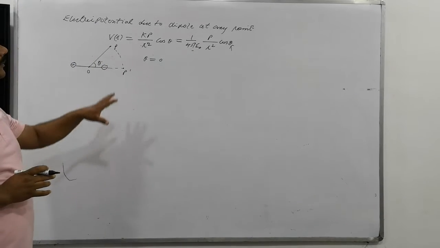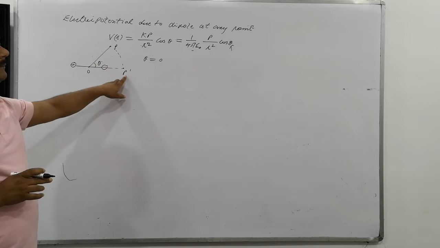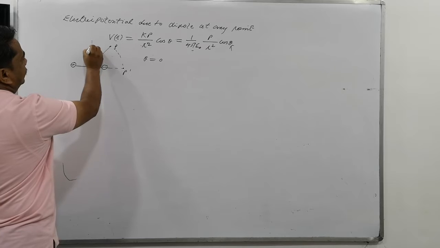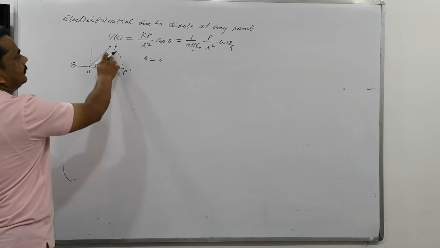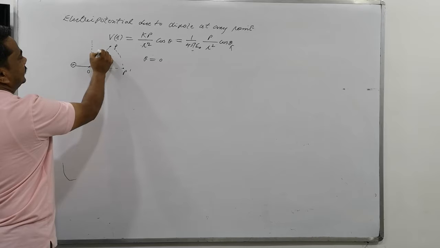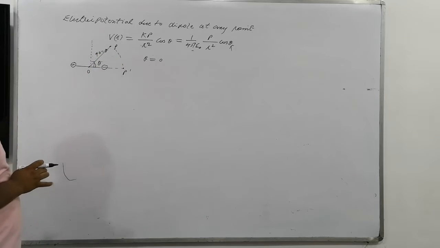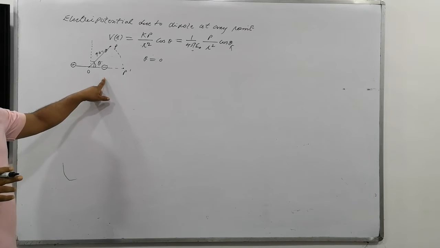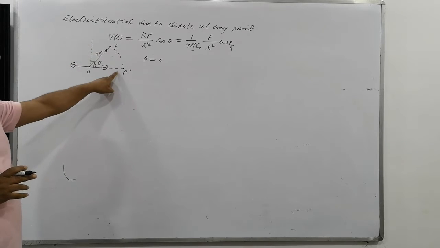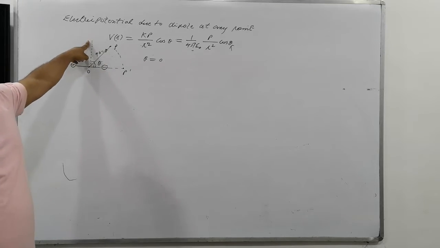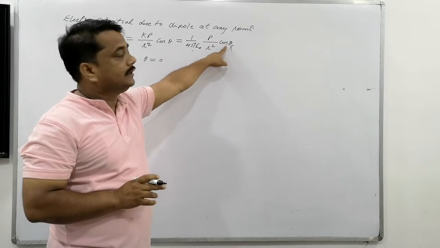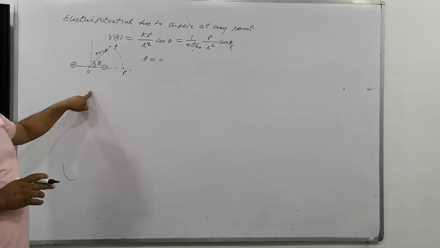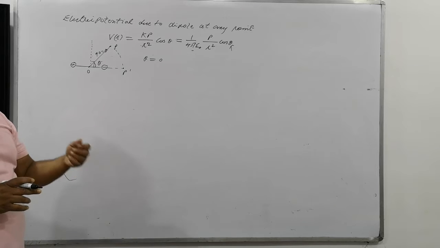When you calculate the electrostatic potential due to a dipole at a point on the axial position, similarly, if this point is lying at the equatorial position, the angle will be 90 degrees, theta will be 90 here. So we can find out the electric potential due to a dipole at the equatorial position and at the axial position. At the equatorial position, theta takes 90, and cosine of 90 is 0. It means that the electrostatic potential here is 0.